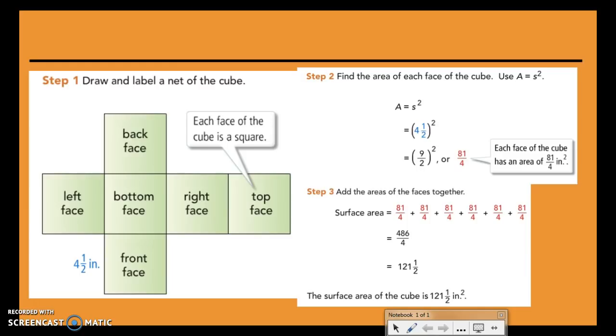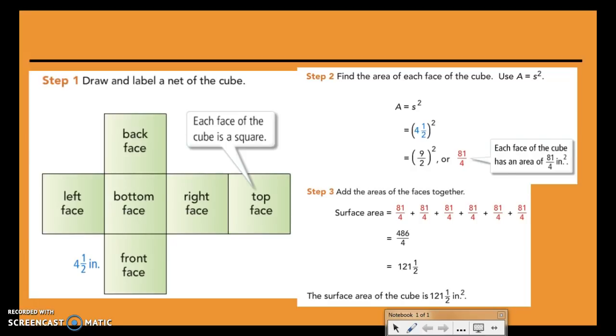So now step 2, find the area of each side. Well, on the previous slide, we knew that one side was 4 1/2 inches long. And we know the formula for a square is area equals side squared. So what we need to do is turn 4 1/2 into an improper fraction, which gives us 9/2, because we take our whole number, we multiply it times our denominator, and add our numerator to that. So now we have 9/2 squared.